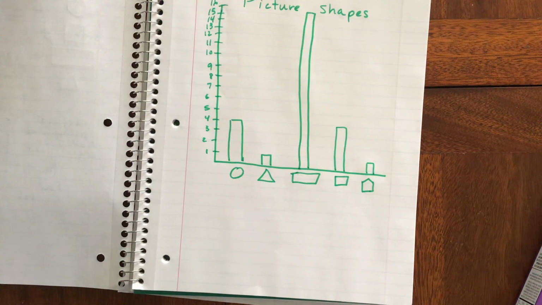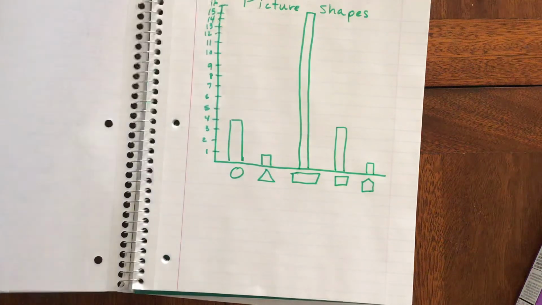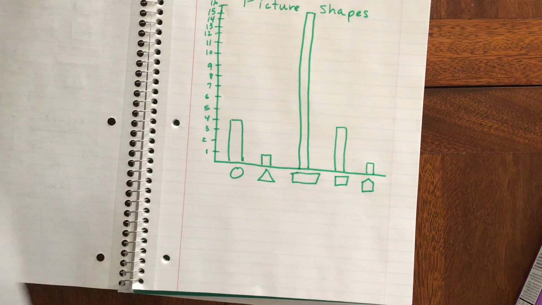All right, kids, so that's your assignment. I want you to see what kind of picture you can do after you've practiced your vocabulary and see if you can make me a graph. Off you go.